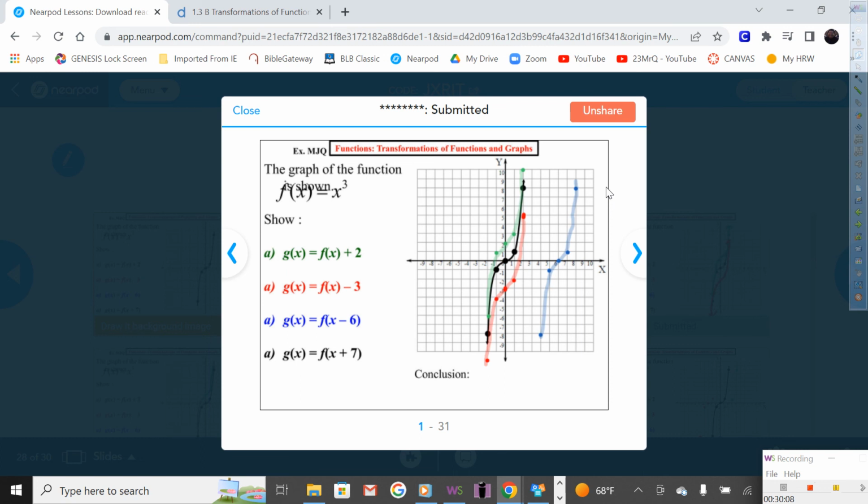The green one went in which direction, everyone? Up 2 steps. The red one, 3 down. The blue one, 6 to the right. So tell your neighbor where the black one's going to move now. 7 to the left. Okay.